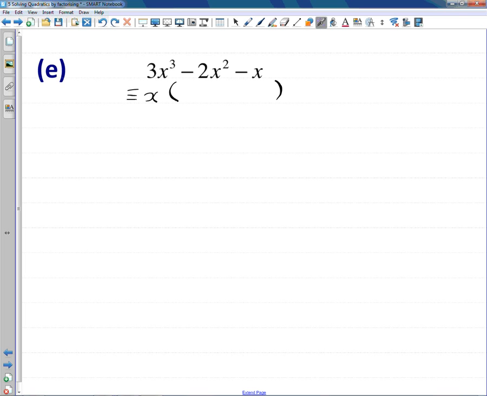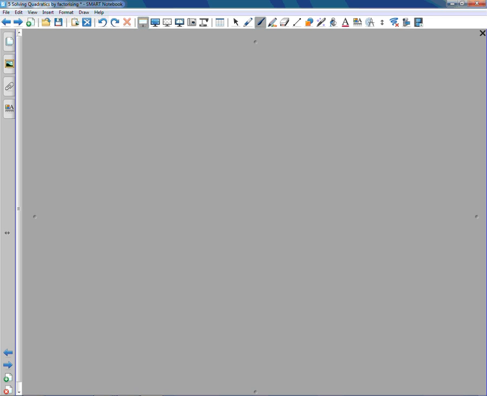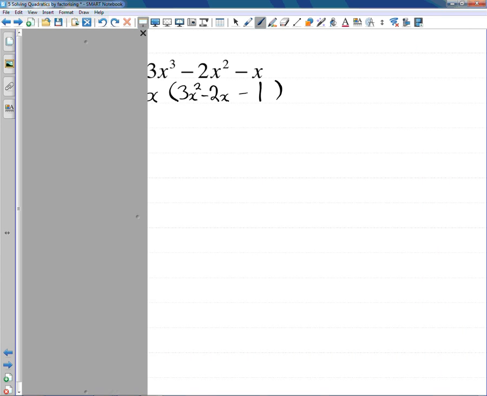So if you've got x and you wish to get 3x squared, you need to times by 3 and then a further x squared. If you start on x and you want to get minus 2x squared, you need to times it by minus 2 and a further x. And if you start with x and you wish to get minus x, we just times by minus 1. So now what we do is we're not finished there. We do need to keep factorising, but we just ignore the x term there.